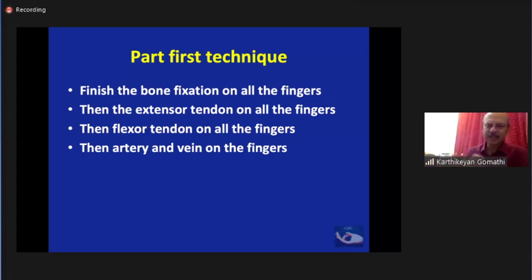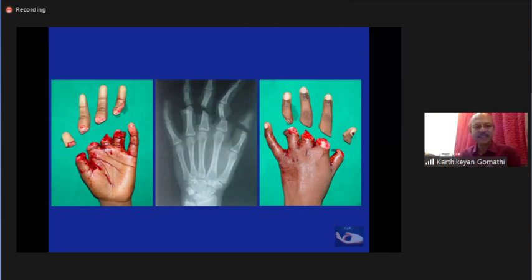So here, this can be done when ischemia is not a problem. Ischemia time is not a problem. Whereas if ischemia time is a problem, we need to get in as many viable fingers as possible. So we do the finger first technique. So in this sort of multiple finger amputation.